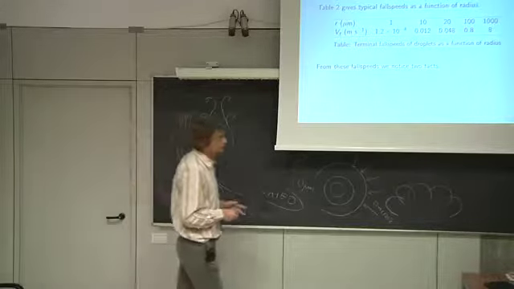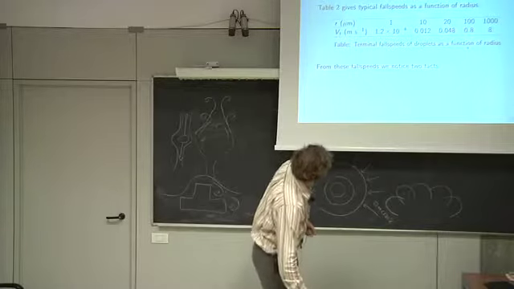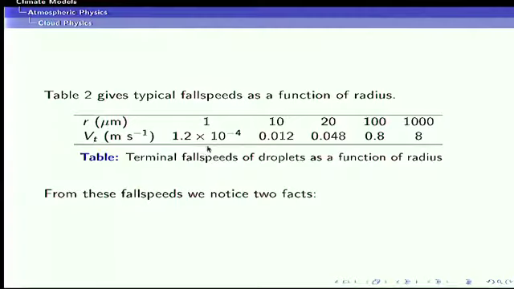So, again, I'm just giving you the numbers here. We don't go through the mathematical derivation due to time restrictions, but essentially what you see is that the terminal fall speed is highly nonlinear as a function of radius. So you can see that a droplet of 1 or even 10 microns has a fall speed of a fraction of a meter per second. So we have 0.01 meter per second for a 10 micron droplet.